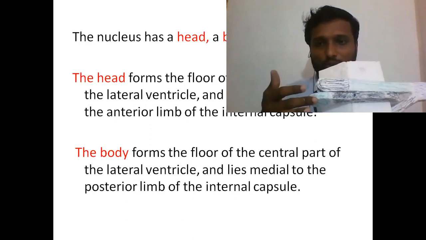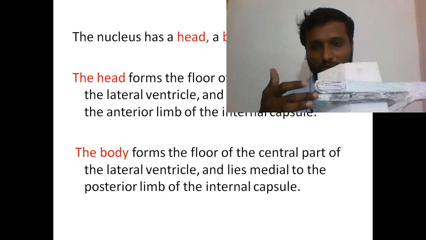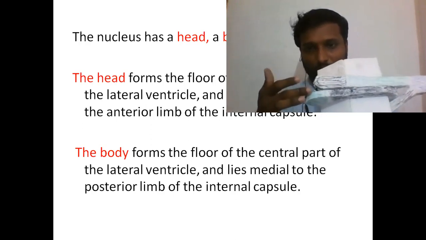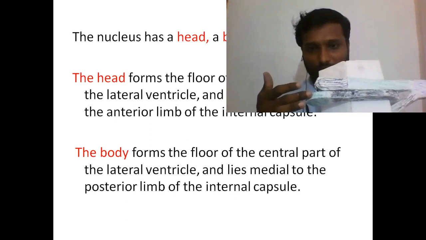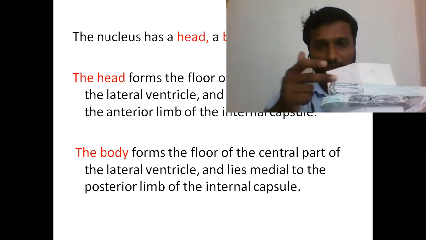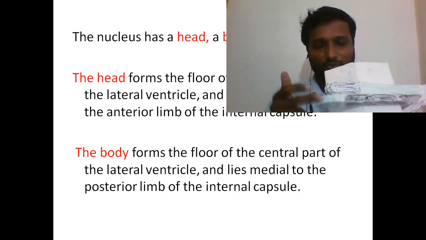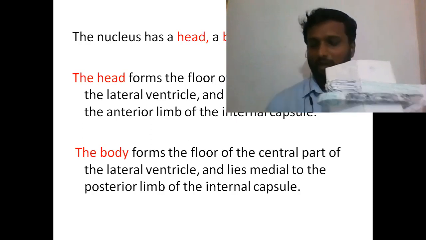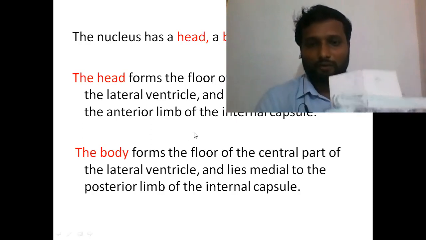So it lies below the anterior horn. Okay, so that's the first point. This is the anterior horn of the lateral ventricle. Below that, we can see the head of the caudate nucleus. See, so it lies medial to the internal capsule. That point is clear, and below the anterior horn of the lateral ventricle, it forms the floor of the anterior horn of the lateral ventricle.